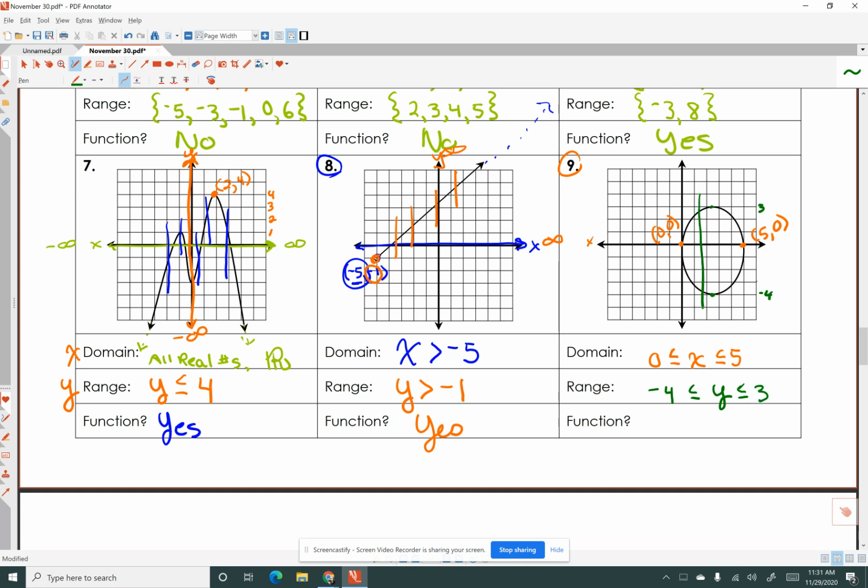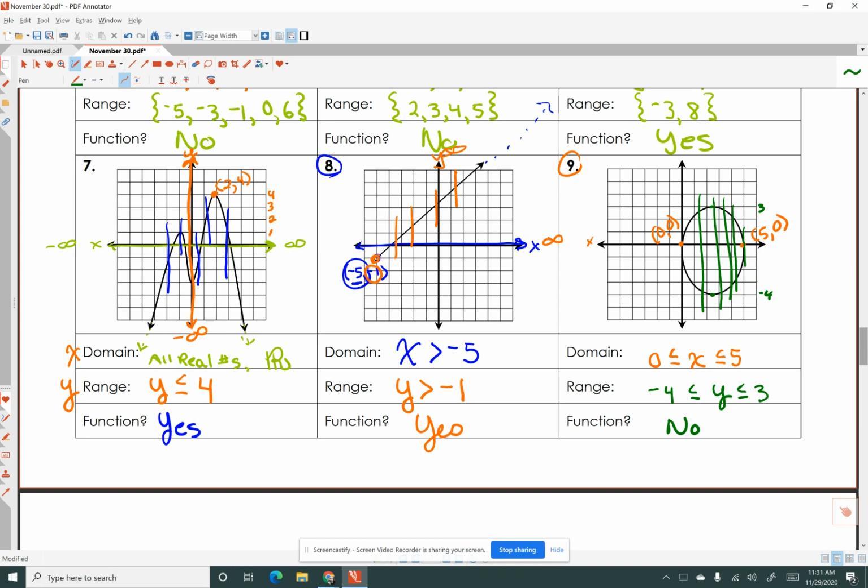Does this pass the vertical line test? It has to. I've had students say to me, oh, Mrs. Gold, it passes it right there. It just goes through one point. Sorry, guys, it has to pass the vertical line test at any point on the graph, and this does not. So this is not a function. Nice try. I'm glad you're thinking.